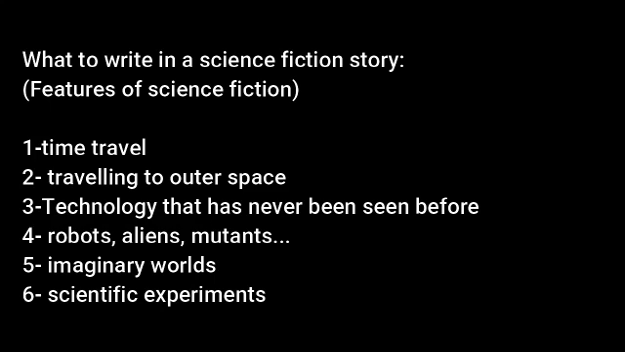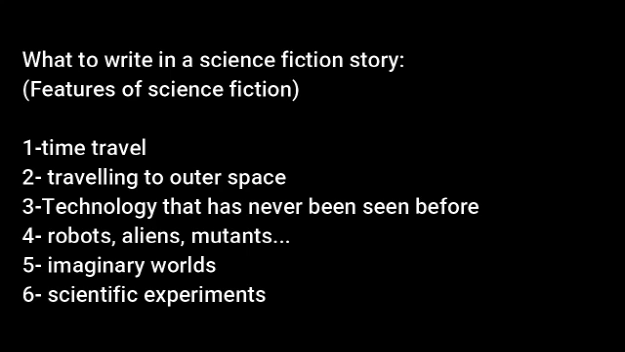You can also write about traveling to outer space, meaning traveling to other planets. The story can also be about technology that has never been seen before. So many writers in the past wrote about technology that has just come to exist these days. For example, some writers a long time ago wrote about flying cars, and here we are. We see flying cars being made. You can also write about robots, aliens, mutants, and any imaginary creature, as long as it's not magical.